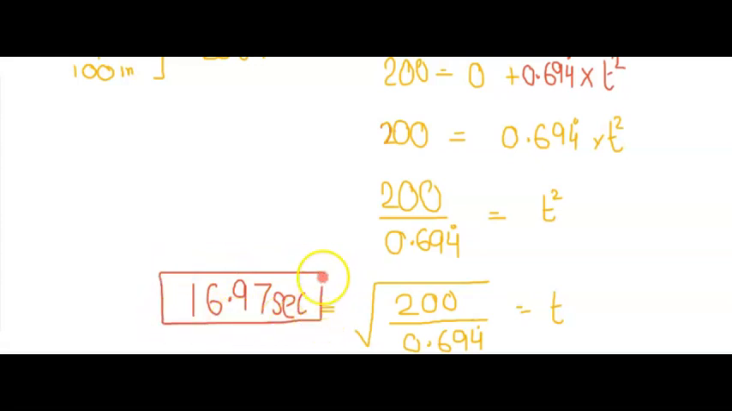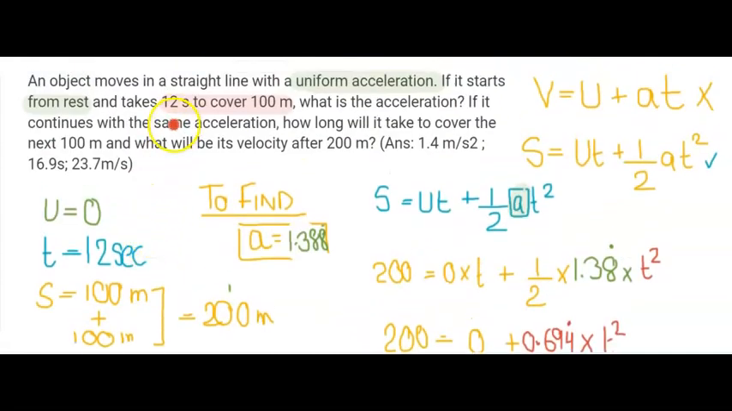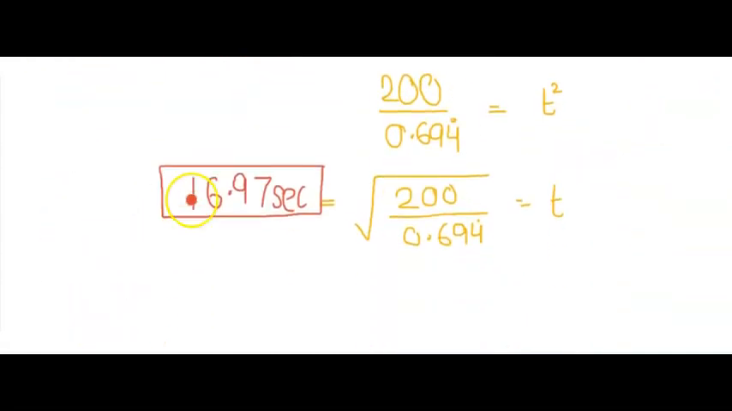So if you have a look, the first 100 meters, it covers in 10 seconds, or 12 seconds? 12 seconds. The next 100 meters, it covers in 4.97 seconds. So the first 100 meters takes 12 seconds, the second 100 meters it covers in 4.97 seconds. So the total distance is 200, the total time is 16.97.